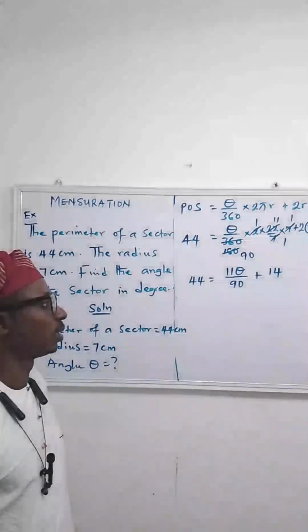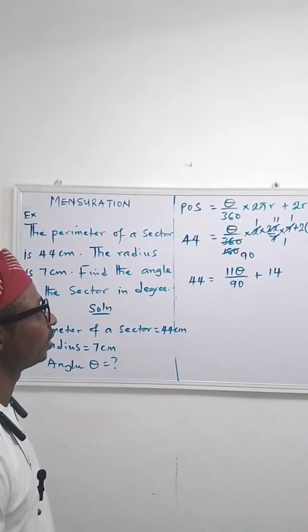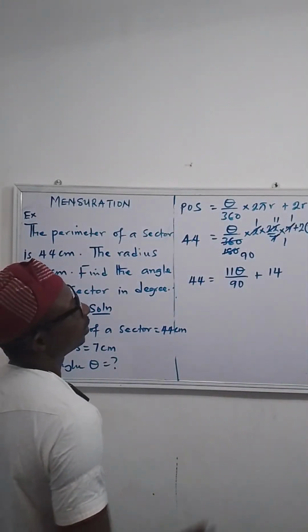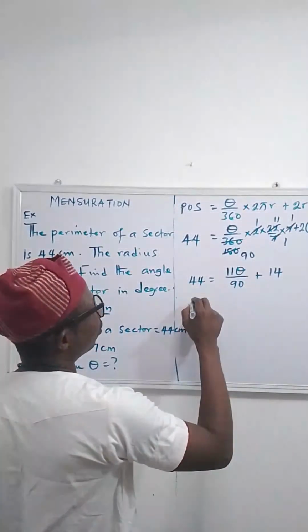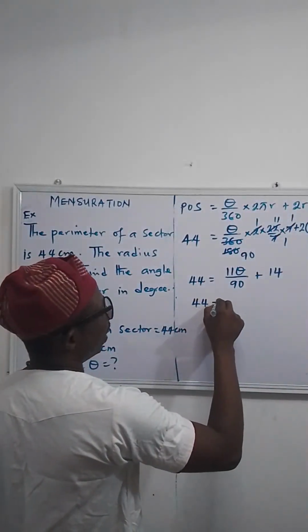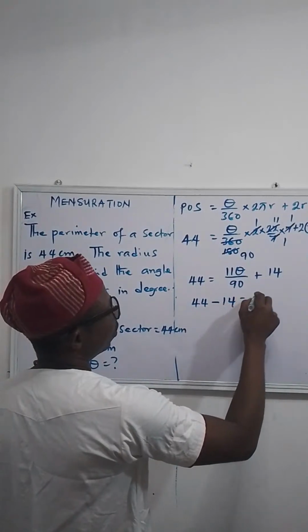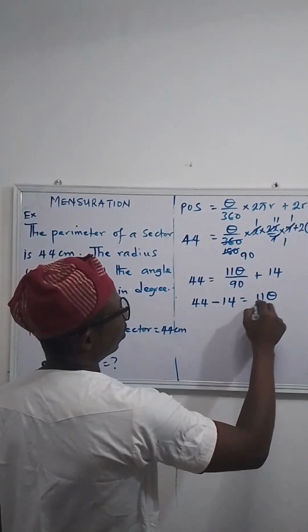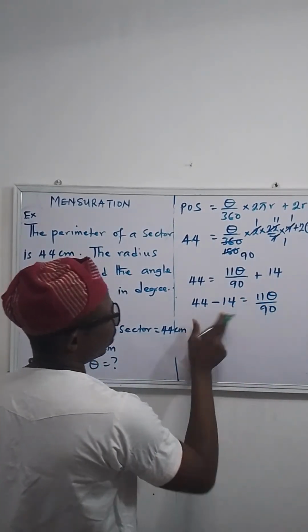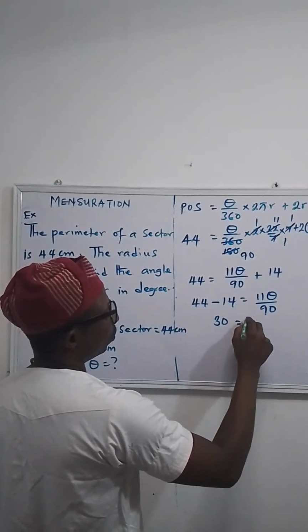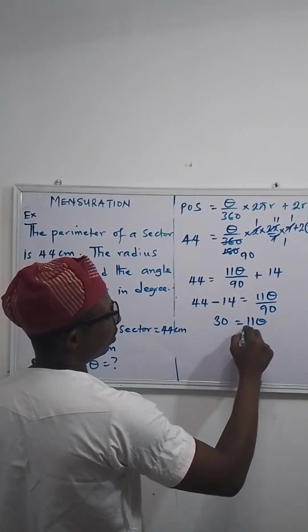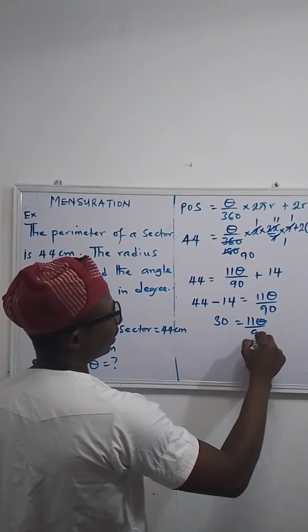Plus 14. Alright, so now let us see how we do this. Now let's bring this one to this side. So we have 44 minus 14 equals 11 theta over 90. So when you subtract this, you have 30 equals 11 theta over 90.